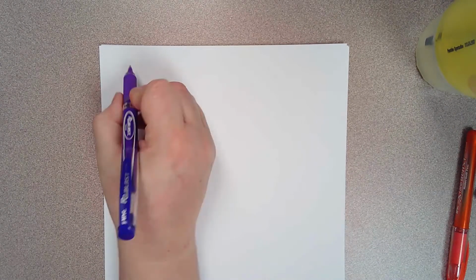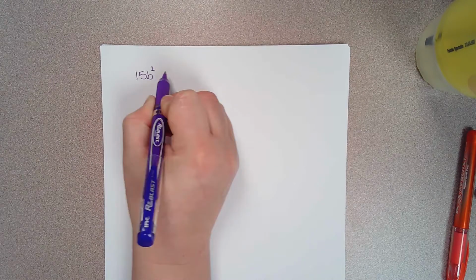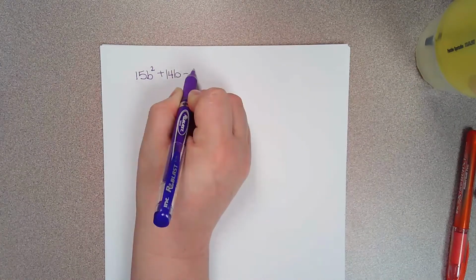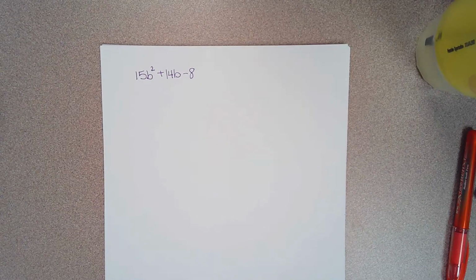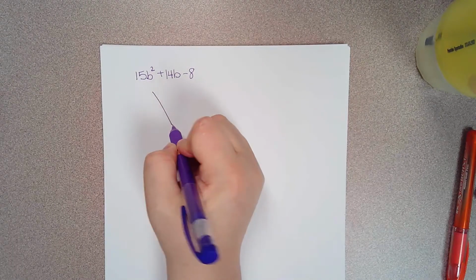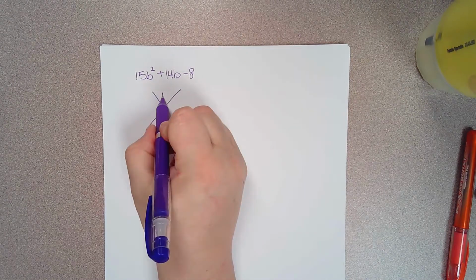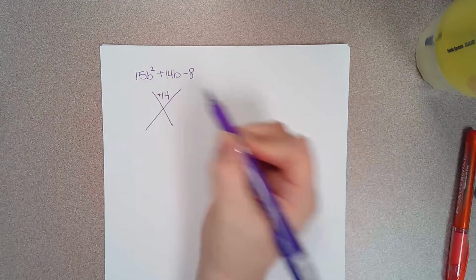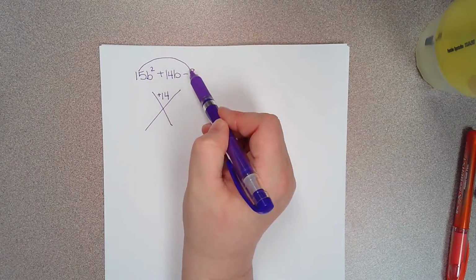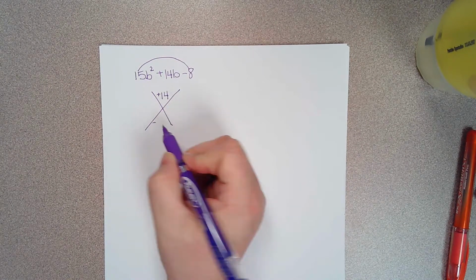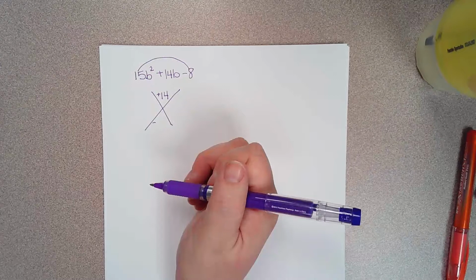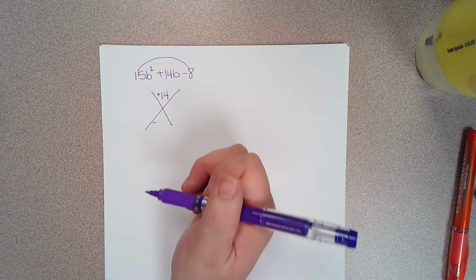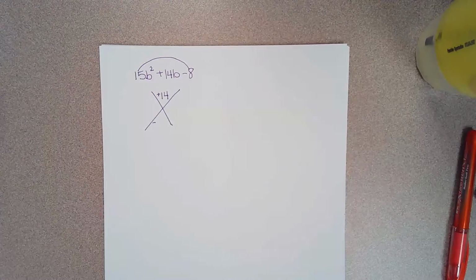Let's say I have 15b squared plus 14b minus 8. So we're going to start off with the x factor like we did before. I have 14 up top, which is positive. Our first times our last is going to be what? Negative. What is 15 times negative 8? Okay, negative 120. Good job.